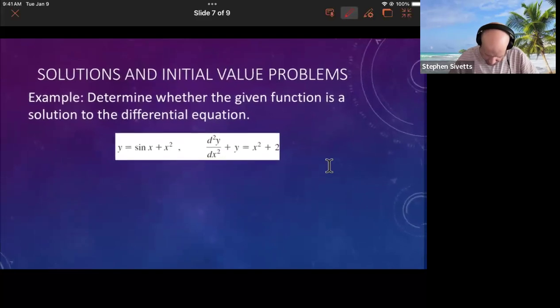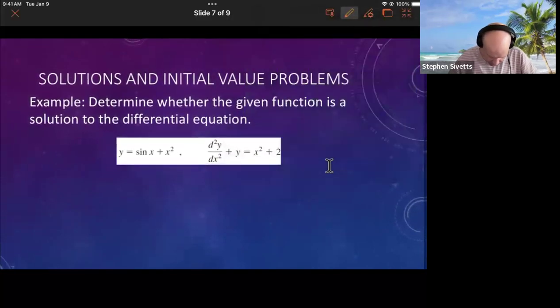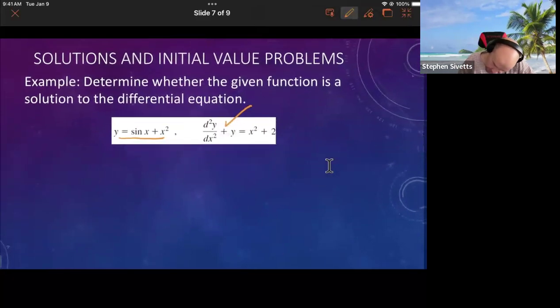Okay, so let's look at some more examples. Here's another example. Determine whether the given function is a solution to the differential equation. So we have this function, y equals sine of x plus x squared, and we have to show that y is a solution to this differential equation: the second derivative of y with respect to x plus y equals x squared plus 2.